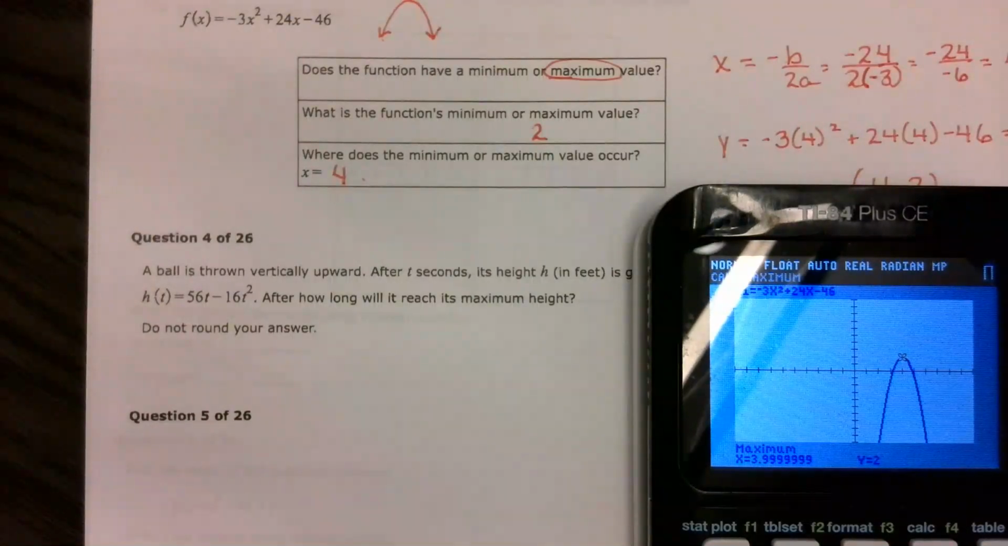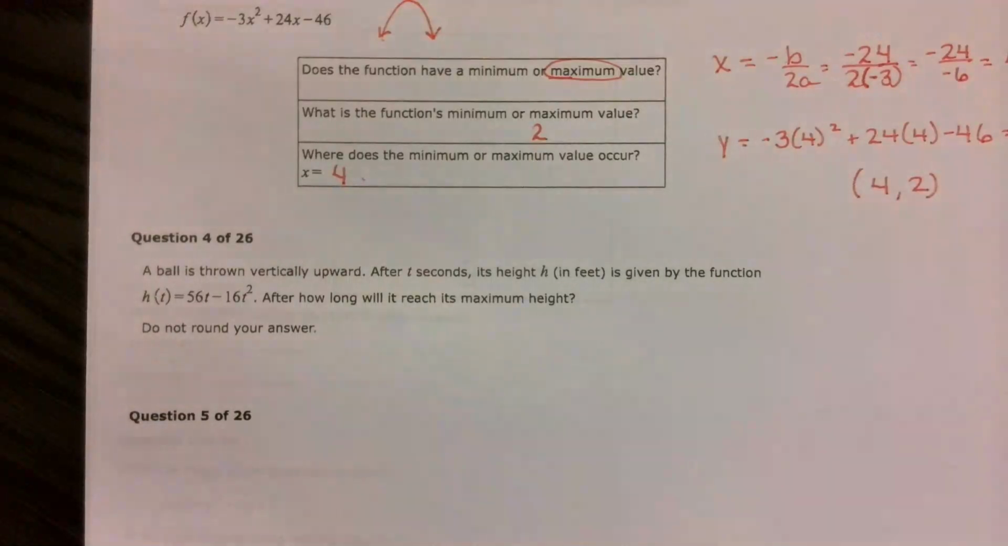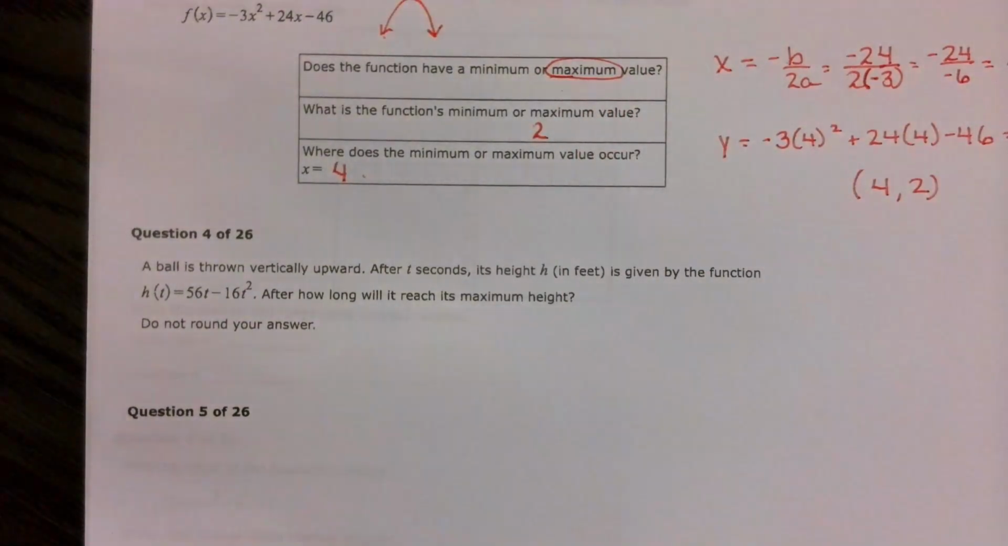Hit enter. You need to know that this is 4, but let's just double check. If I type 4, my y should say 2. And it did. Okay. The reason it's 3.999 is because it happens to be somehow where I put my cursors. Okay. All right. So that's how you fill that in.